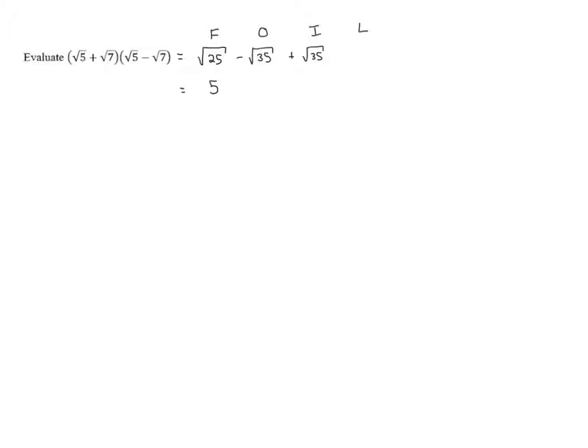And then the product of the last terms, we've got a positive times a negative, so it's going to be minus. And root 7 times root 7 is root 49. But we know the square root of 49 is just 7. So that term is going to be minus 7. So we've got 5 minus root 35 plus root 35 minus 7.